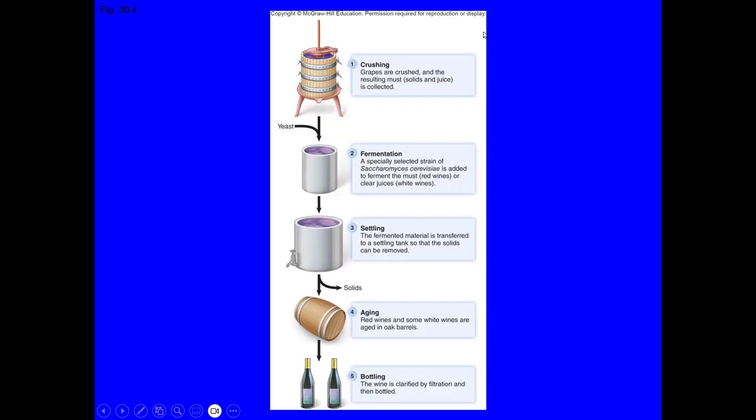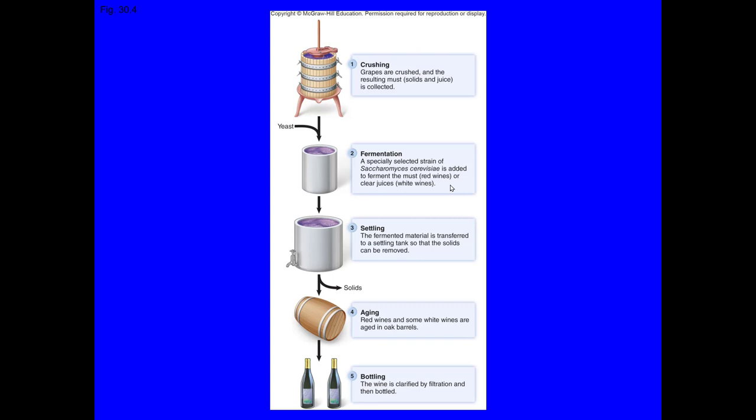Now, as you can see here, this whole process: crushing, and after you've crushed it, you add the yeast, then you do the fermentation. Now, it's interesting to note also, when you are going through this, how do you get the difference between red wine and white wine? It's whether you use the full must, which will contain a lot more of the pigments to account for red wine, or you just have clear juices. And that's where you filter out a lot of the grape skins, etc. So you get more of a white wine.